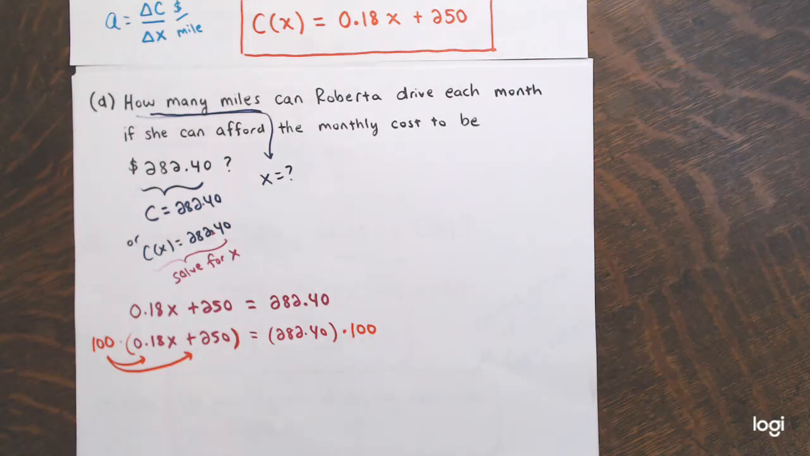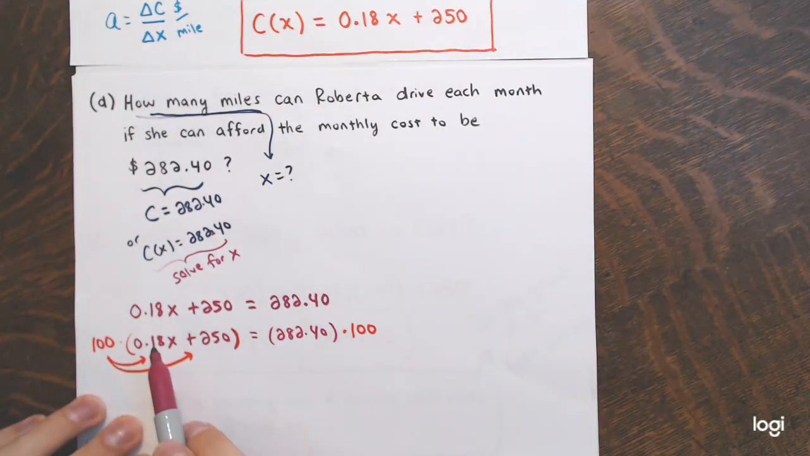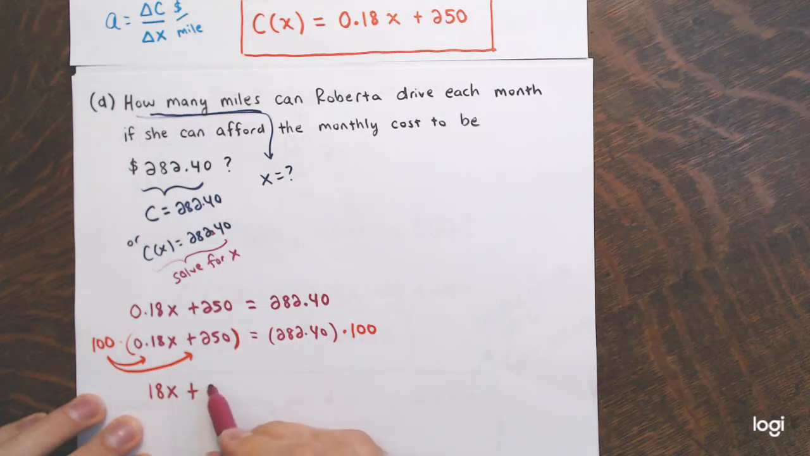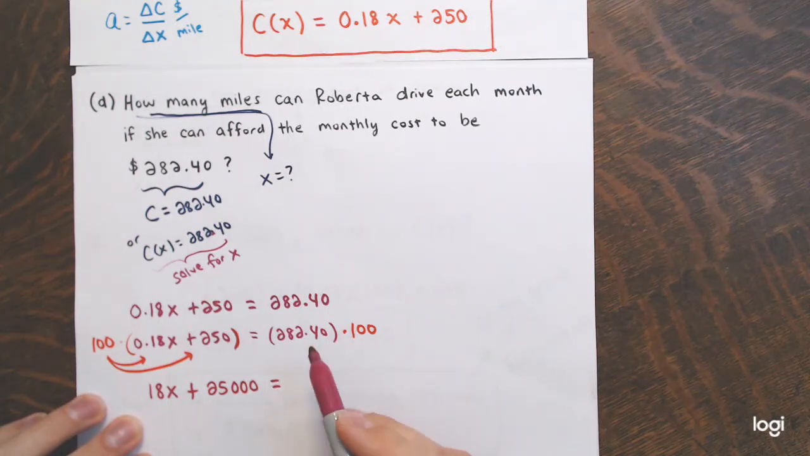The 0.18x times 100 moves the decimal place to the right twice. That's 18x plus, and then 250 times 100 just adds two more zeros. That'd be 25,000, 25,250 with two zeros added. Equals, and then on the other side, again, the decimal place moves right twice. You're multiplying by 100, so that's 28,240.